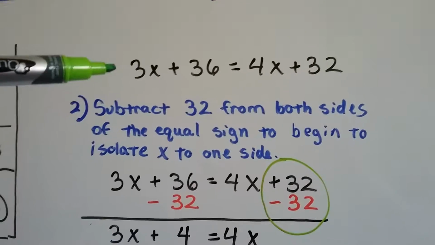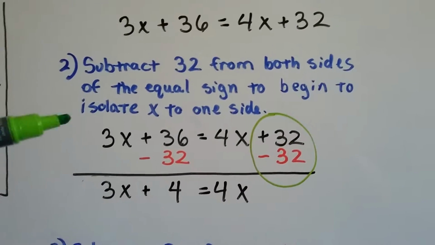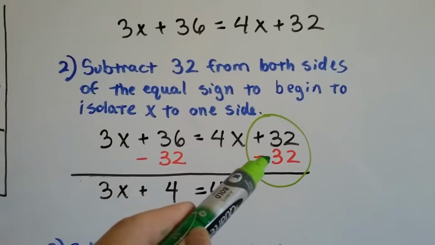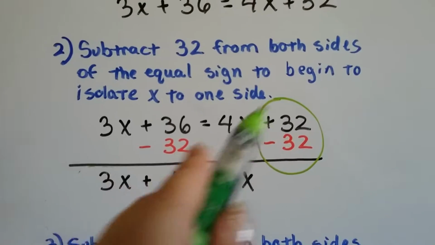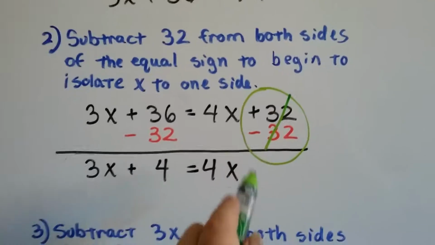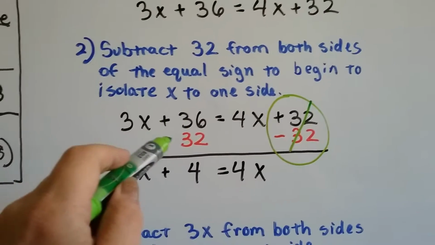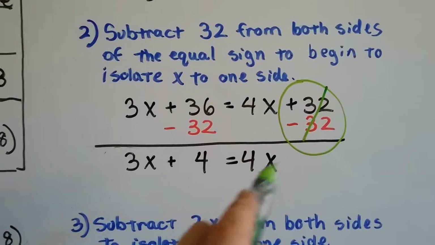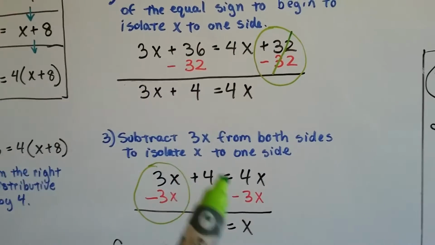So there's our equation: 3x plus 36 equals 4x plus 32. I'm going to subtract 32 from both sides of the equal sign to begin to isolate x to one side. Because this is a plus 32, we're going to do minus 32, and we're going to do it to both sides of the equal sign. On this side, we create a zero pair. Plus 32 minus 32 is 0. So there's nothing there. On this side, 36 take away 32 is 4. So now our new equation is 3x plus 4 equals 4x.